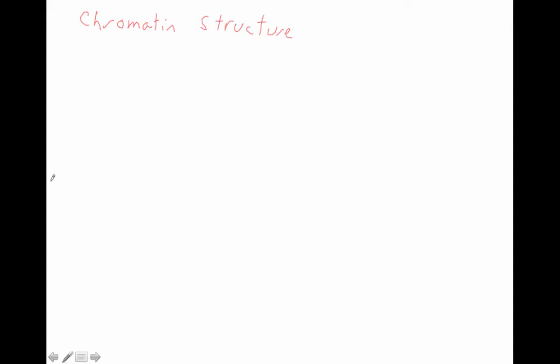So what I want to do here is I'm going to draw a piece of DNA. And first, let's just draw it completely open like this. Okay, this is a double helix. I'm just not drawing the double helix. This is a piece of DNA.